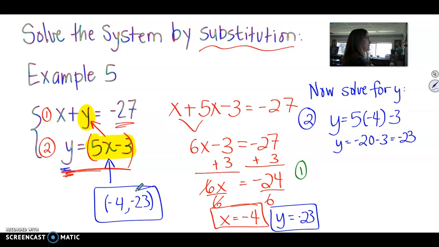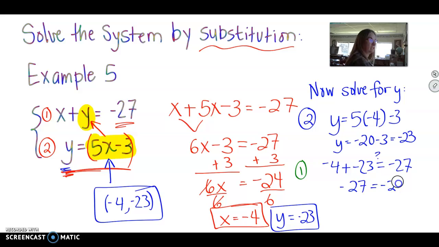So equation number 1 is x plus y. Does that equal negative 27? So x is negative 4 plus negative 23. Does that equal negative 27? You add two negatives together, you get a bigger negative. That's negative 27 equals negative 27. And so it checks out. And then you can check it in equation 2 as well. That should work because that's where we got this negative 23 from.